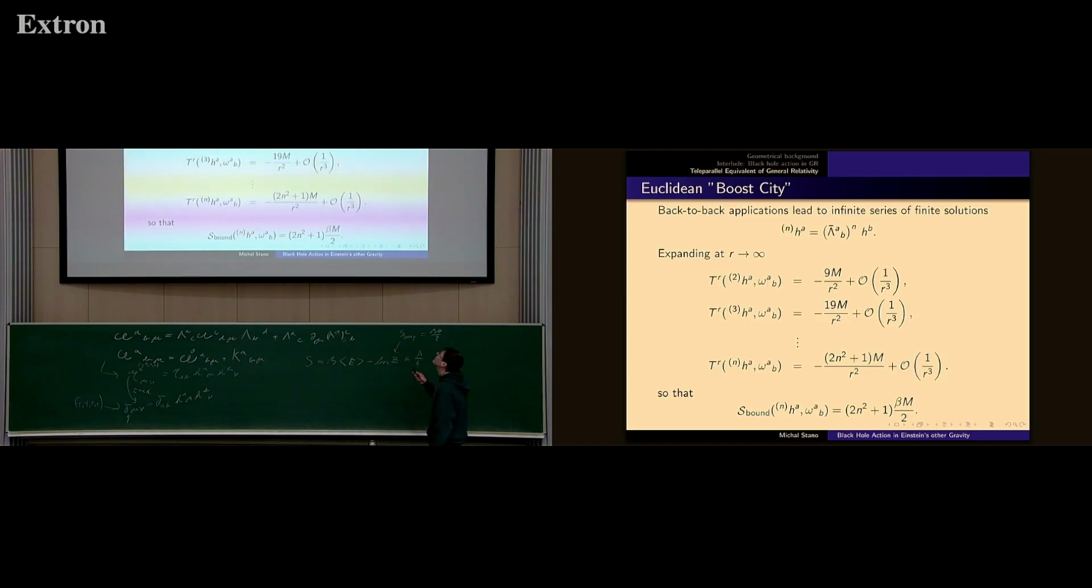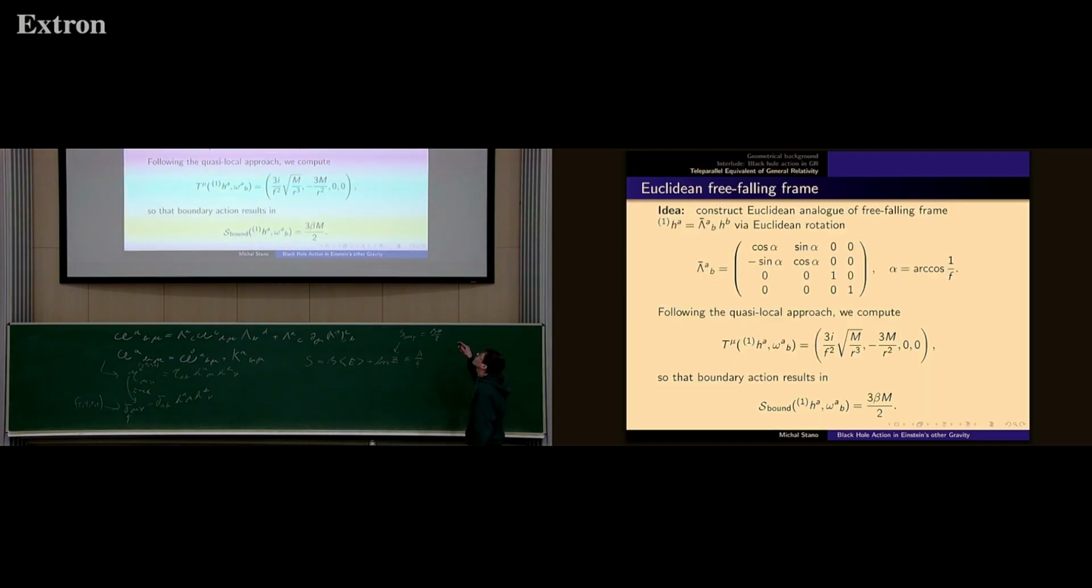By applying these Euclidean rotations, well, you should not really view this Euclidean rotation to be responsible for the Wick rotation per se. All I'm trying to say here is that if you want to obtain the Euclidean analog of the free-falling frame, this is the transformation you need to do on the diagonal frame in order to obtain it, in order to obtain a solution to the Euclidean Einstein field equations.